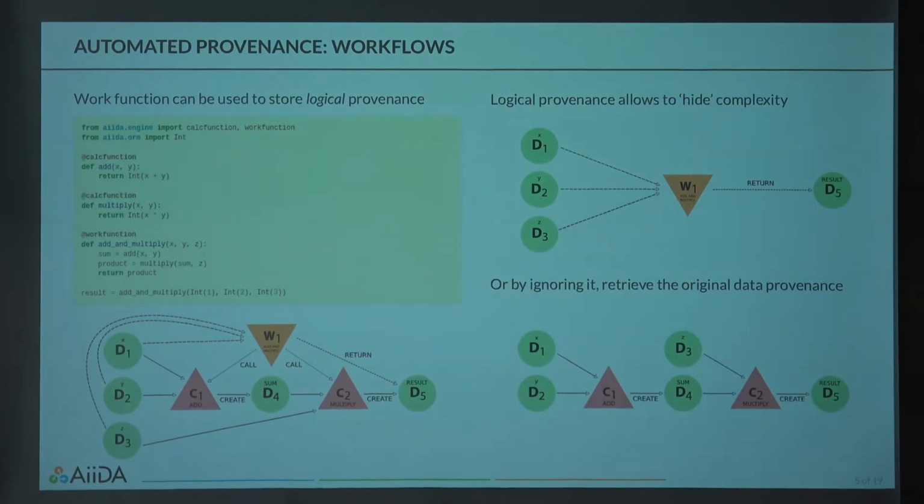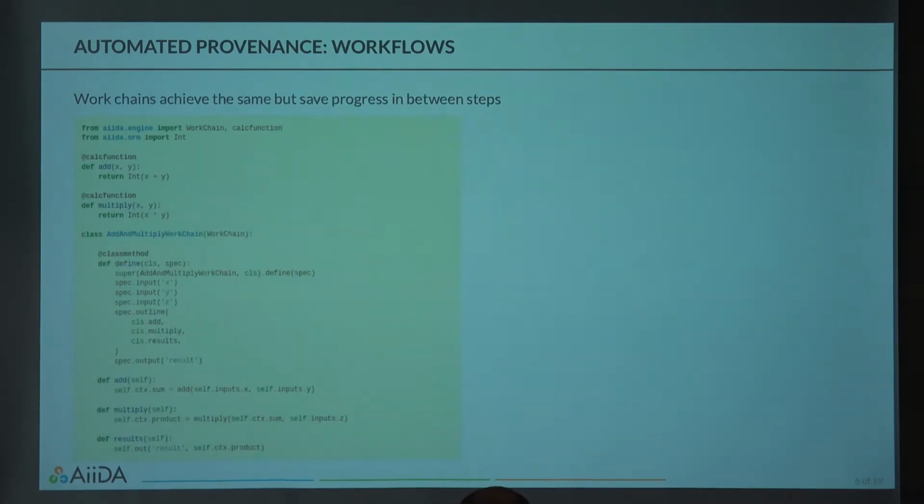But also work function is an overly simple example. It's not going to be a good fit for real life situations. And for this, we have the concept of work chains, which do exact same as work functions, but are a lot more powerful. This is an example of how we can do the add and multiply problem in a work chain. I don't want you to focus too much on the syntax. This will all be explained today during the tutorial, but this is just to demonstrate the concept.